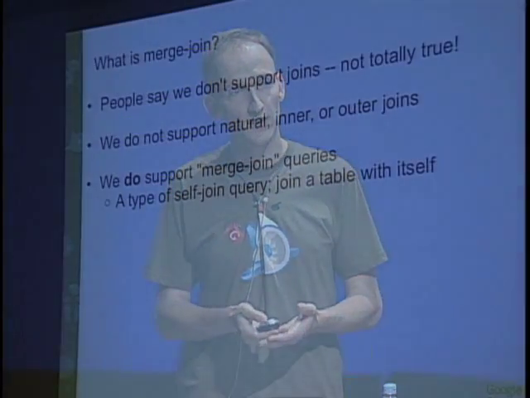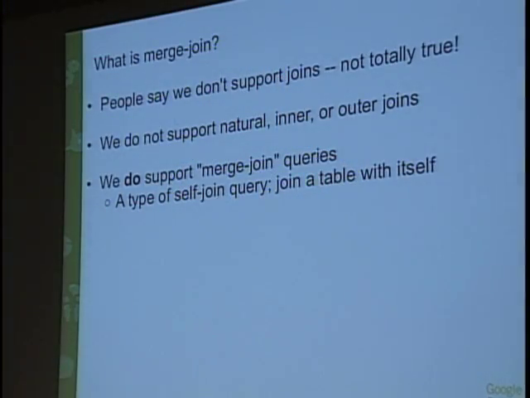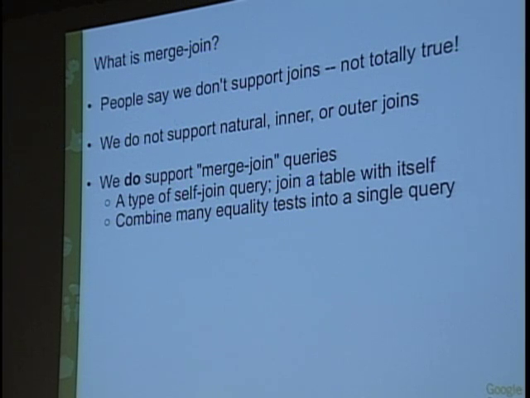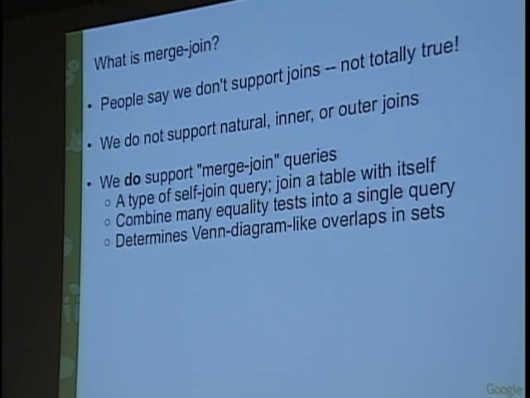This is a special type of query that has some interesting properties. It's a type of self-join query, a query that connects an entity back to itself. We can combine many equality tests in that query in a single query. So we can make multiple test conditions in a single select statement.